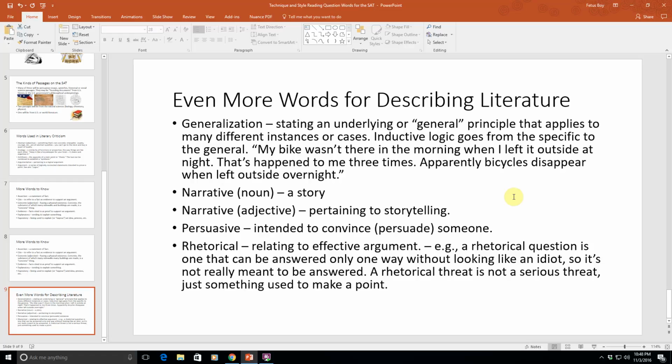Similarly, a rhetorical threat is not a serious threat, it's just something used to make a point. If I said, "If you touch my quart of mint chocolate chip ice cream, I will bash you over the head with a leg of lamb." Do you really think I'm threatening to bash you over the head with a leg of lamb, even if you eat my mint chocolate chip ice cream? No. You're just hearing what I'm saying, which is, I am really serious, I don't want you eating my ice cream, so please leave it alone. It's just something used to make a point.